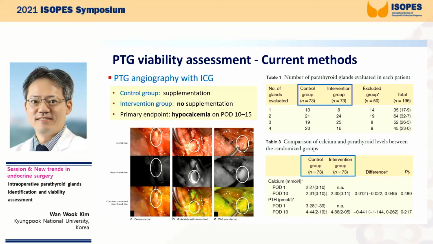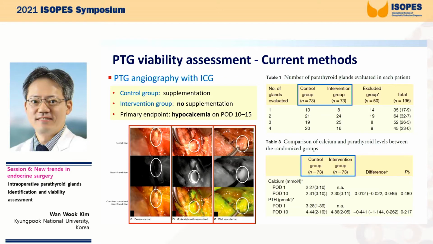The next study is a randomized clinical trial about parathyroid gland angiography. They evaluated the parathyroid glands as non-vascularized, moderately well vascularized, and well vascularized. An RCT was undertaken to determine whether parathyroid gland angiography could predict postoperative hypoparathyroidism and eliminate the need for blood tests and oral calcium supplementation.